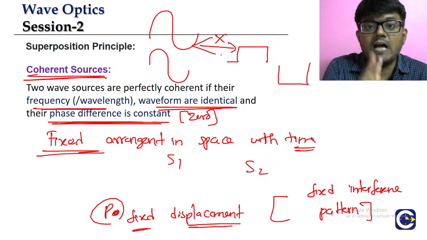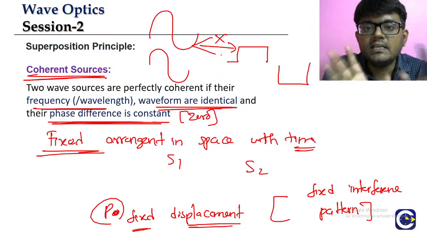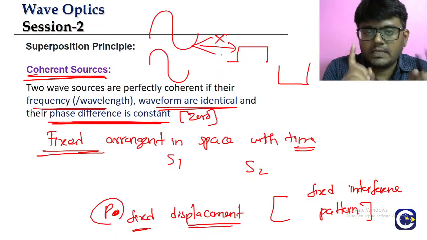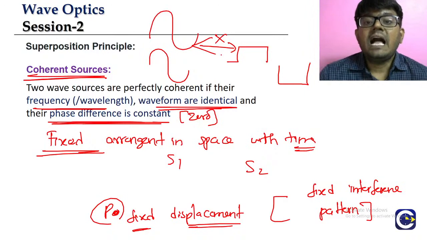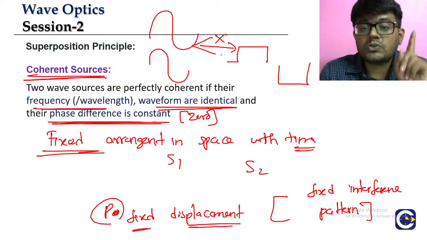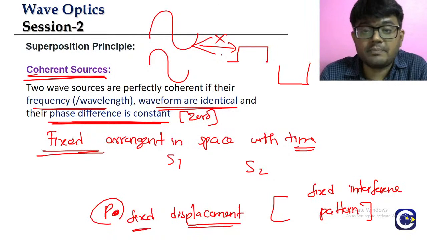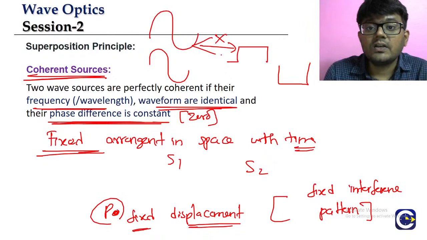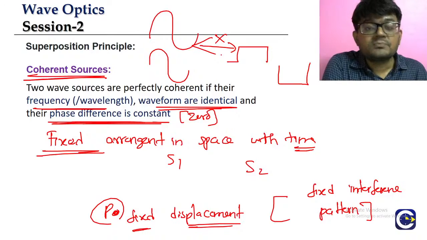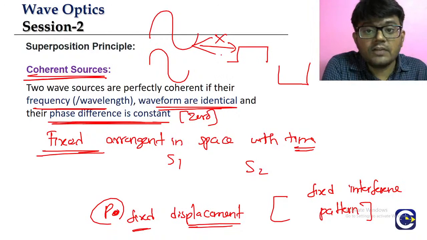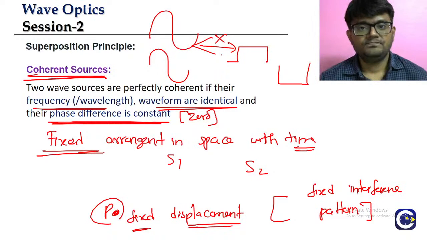That is very clear. Amplitude need not be same. The two sources need not give us the same amplitude. But we will see after some time that if the amplitude is also same, though for coherent sources amplitude need not be same, then it will help us to see the difference between destructive interference and constructive interference very clearly.